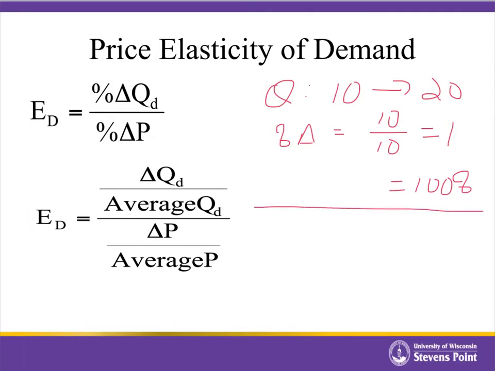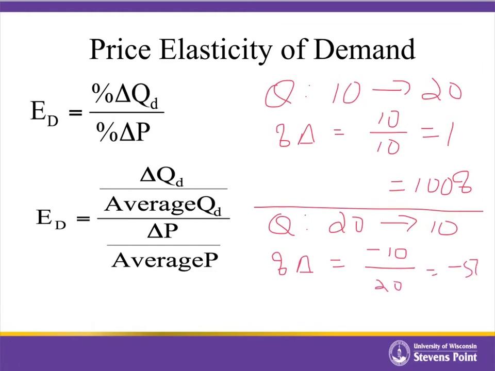Now consider a second scenario where we just move in the opposite direction. We go from a quantity of 20 down to a quantity of 10. When we measure the percent change now, we have a change of minus 10. We divide by our starting quantity of 20 and we get minus 1/2 or minus 50%. So the exact same change but in opposite directions gives us very different measurements, and that can make it difficult to interpret.